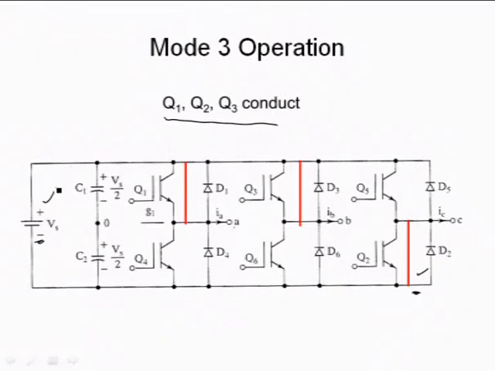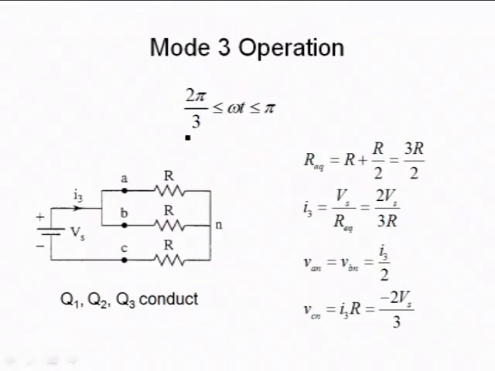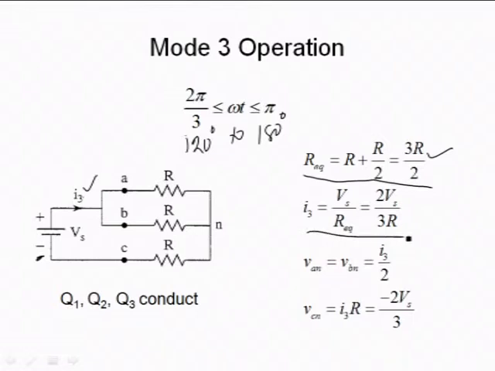Let us see the equivalent circuit. It is 120 degrees to 180 degree, mode 3 operation. See A, B are connected to the positive supply, C is connected to negative. So, on similar lines, R equivalent is given by R plus R by 2. This R by 2 comes from R and R in parallel. So, 3R by 2. This is the current I3. I3 is given by Vs by R equivalent. So, that is again 2 by 3 Vs by R. The magnitude is the same.